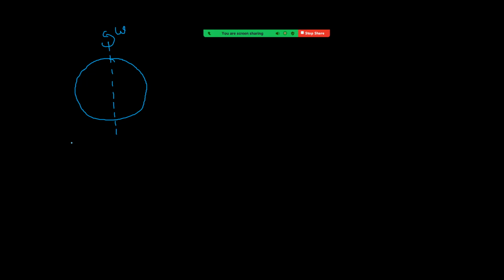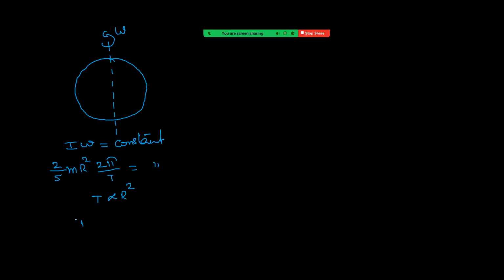So I'm writing here I omega. I omega for Earth is a constant. For I, I am writing 2 by 5 m r square, omega is 2 pi by T. This is a constant. Here 2 by 5 is a constant. If mass is a constant, then 2 by 5 m is a constant. 2 pi is a constant. Therefore, T is proportional to r square.